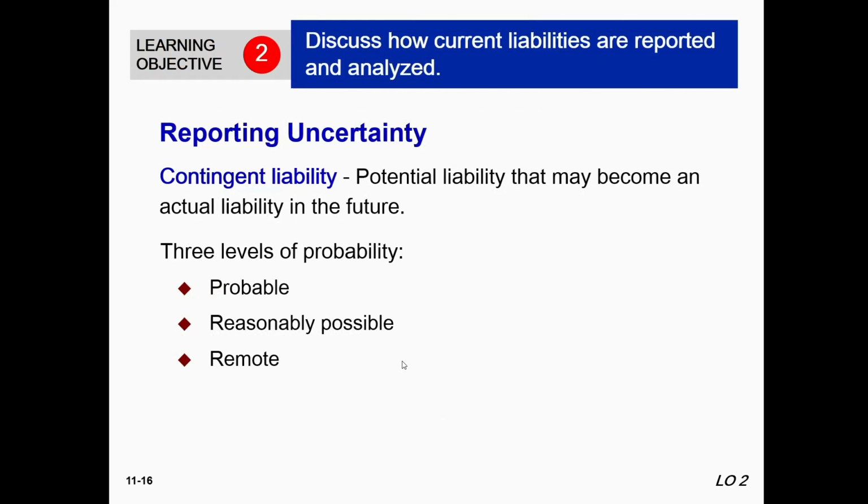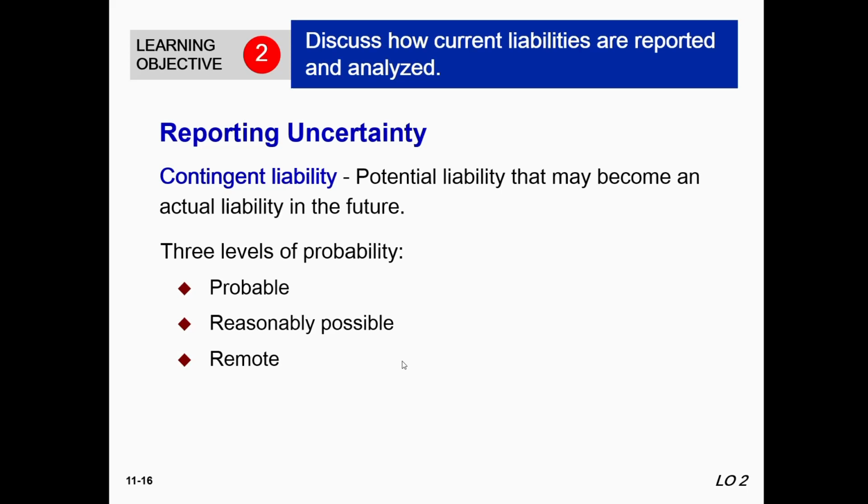Let's talk about reporting uncertainty, which is learning objective number 2. Uncertainty means that for these liabilities, company is not certain that will they happen, and if they will be happening, how much amount will they have to pay. So they are known as contingent liabilities. Contingent liabilities are the potential liability that may become an actual liability in the future, but we are not sure. There is a probability, there is a chance that they may become.